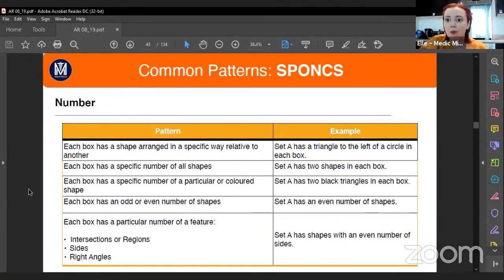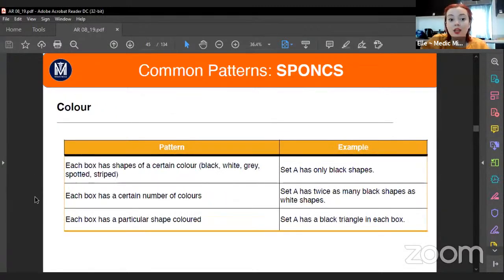Then number, so we've covered number a little bit already. So is it that you've got a certain number of shapes in the box, so you always have 5 shapes? Is it odd versus even? Or is it something a little bit more complicated? So it could be the number of sides of shapes in total. That can take a very long time, so you would leave it until you're sure there's nothing else going on. Is it that you've got shapes that are overlapping? So say if they're not shaded in and they're overlapping and you're looking at the intersections between them. So how many times do the lines cross or how many areas are created? So that's other types of number patterns that can come up.